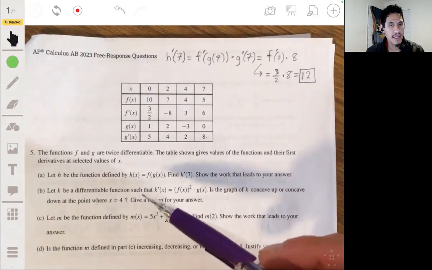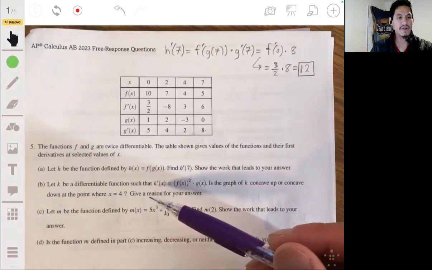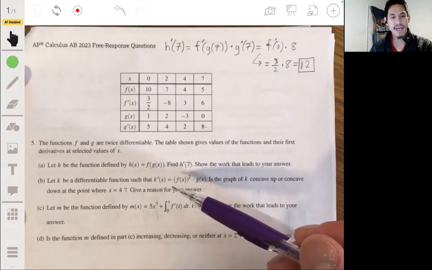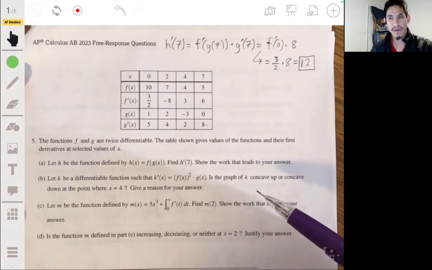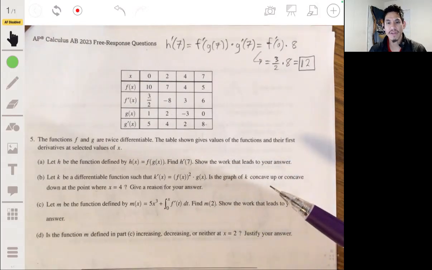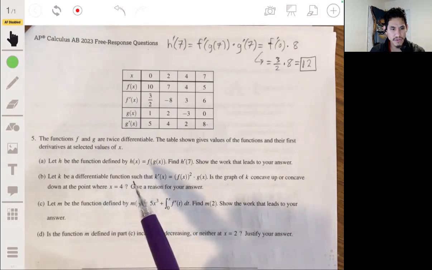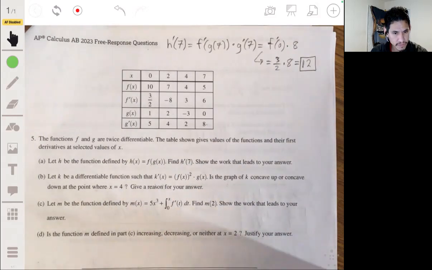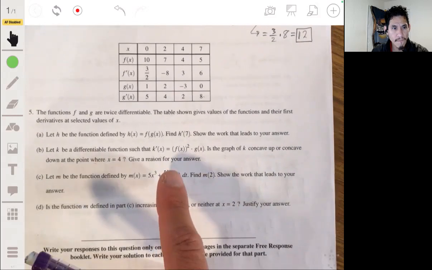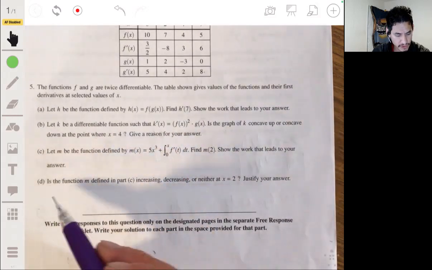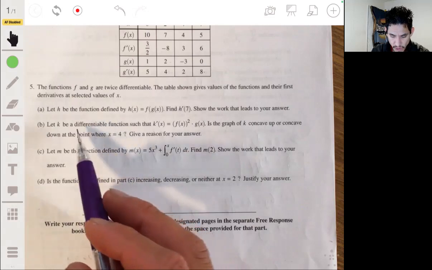For part B, let k be the differentiable function such that k prime of x is equal to f of x squared times g of x. Is the graph of k concave up or concave down at the point where x is 4? Give a reason for your answer. Okay, so let's calculate this. Let me do it over here.